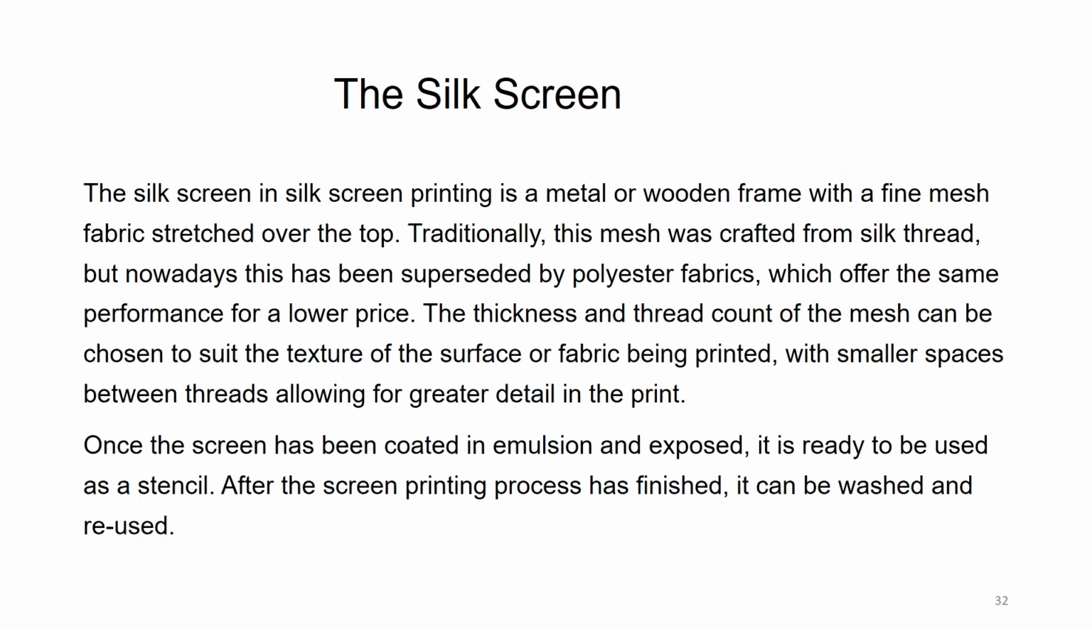The thickness and thread count of the mesh can be chosen to suit the texture of the surface and fabric being printed, with smaller spaces between threads allowing for greater details in the print. The smaller the holes, the better the print, more precise. Once the screen has been coated in emulsion and exposed, it is ready to be used as a stencil. After the screen printing process has finished, it can be washed and reused, and we have spoken about this in the past.